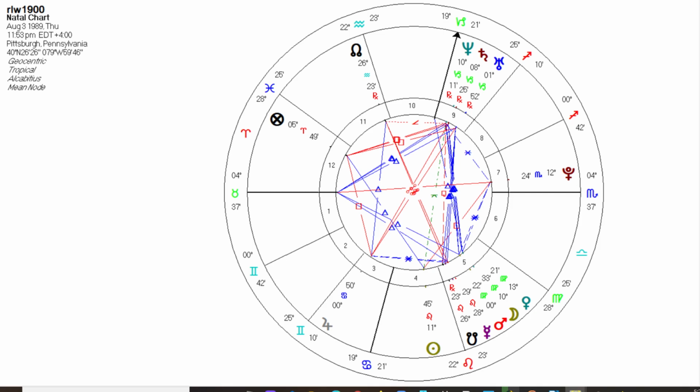And in this particular chart, we decided that the sun was one of the most fortified of the planets here.